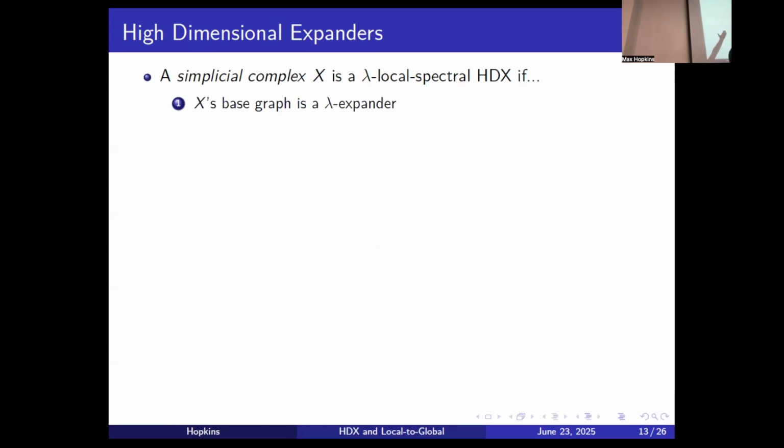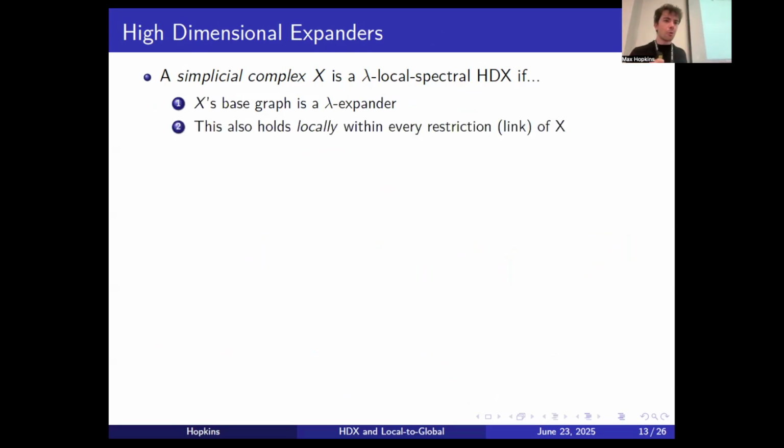There's this base graph of the complex. We should require that X's base graph is a lambda expander. If we're going to call something a local spectral HDX, the first thing I'll require is that the base graph is a lambda expander. But this in general will not be strong enough for a lot of the things that we're interested in. What we'll actually require is that this holds not only at the base level, but locally within every what I'll call a restriction, or formally a link, of the hypergraph X, which I'll describe formally here.